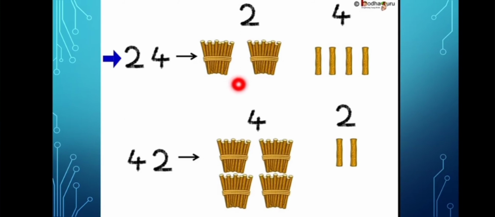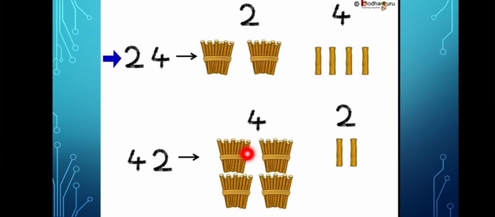But when they change their places and it becomes 42, 2 represents the number of loose sticks, that is the number of ones, and 4 represents the number of tens, that is 4 bundles of sticks of 10.